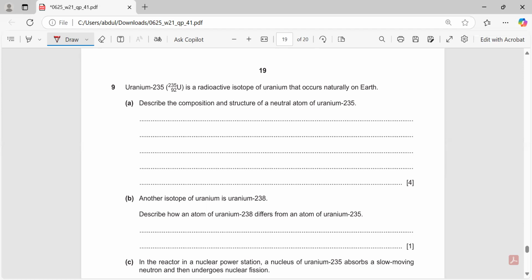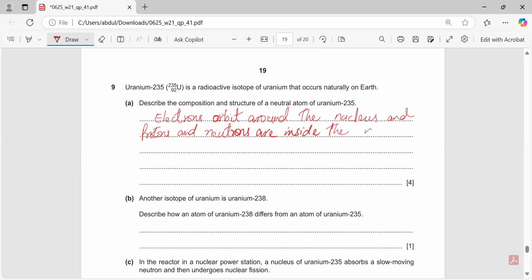So I'm writing the answer. So dear friends, electrons orbit around the nucleus while protons and neutrons are inside the nucleus. So this is about the structure of the atom. What about the composition?